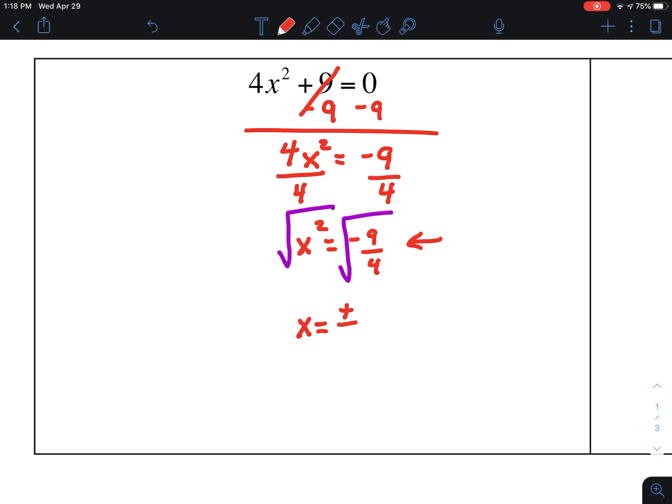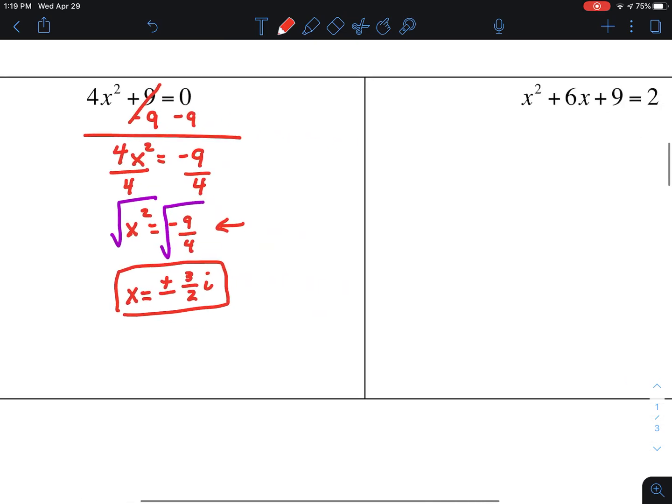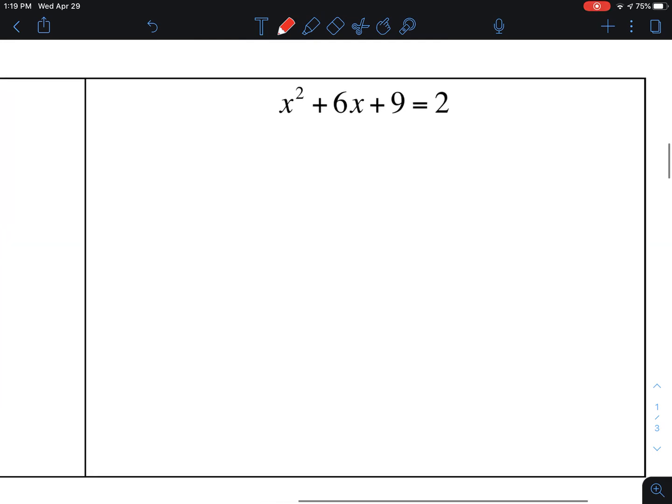But what's the square root of 9 fourths? Well, square root the top, square root the bottom, and it leaves us with 3 halves. And because we know this is going to be an imaginary number, the result is 3 halves i. So the solution to 4x squared plus 9 equals 0 is x equals positive 3 halves i and negative 3 halves i. We actually get two imaginary solutions for this equation. Let's take a look at another one.